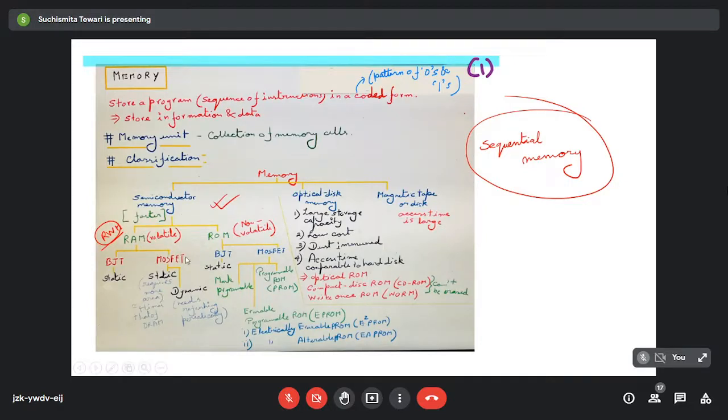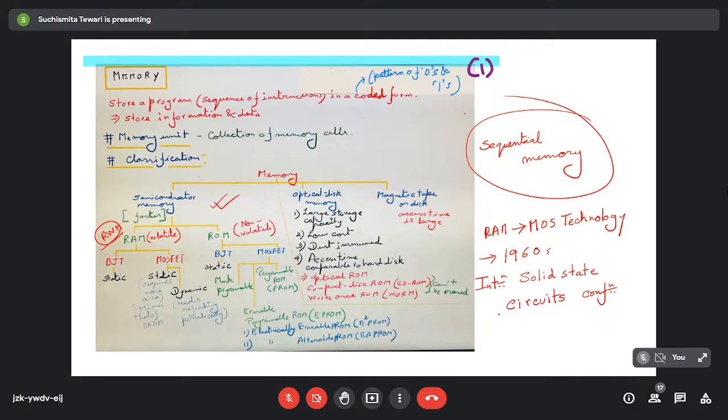Now a little bit of history if you want to know. Basically, the first RAM using MOS technology was reported in the 1960s at a conference called the International Solid State Circuits Conference. It was first reported then, and commercially it was available in 1974.